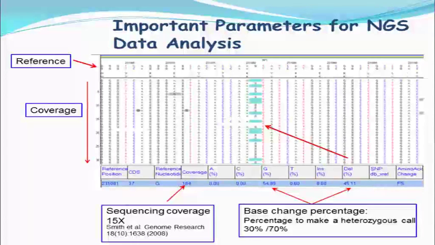If there's a nucleotide substitution, then another important parameter to know is the base change percentage. In a diploid human genome, you are expecting 50% base change percentage. However, that's the ideal situation, and in many situations it could be 60% to 40%, and sometimes can be 30% to 70%.